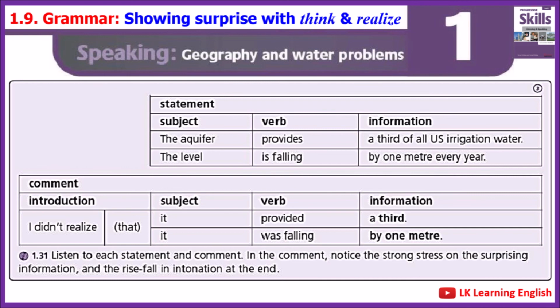The aquifer provides a third of all US irrigation water. I didn't realise it provided a third. The level is falling by 1 metre every year. I didn't realise that it was falling by 1 metre.